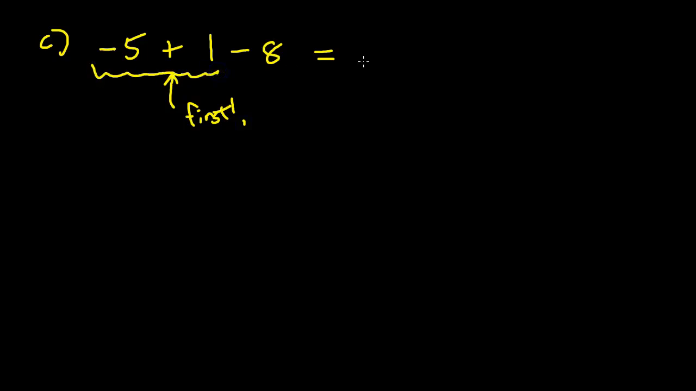Part C. Example 18, page 56, part C. Minus 5 plus 1 minus 8. And this is the one that gets done first. Minus 5 plus 1 is minus 4, and minus 4 then minus 8 is minus 12.